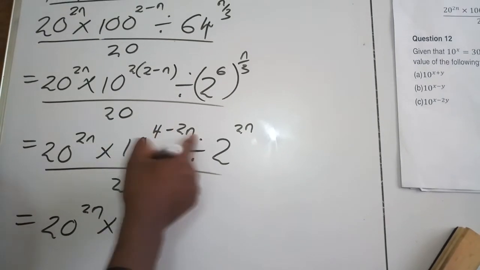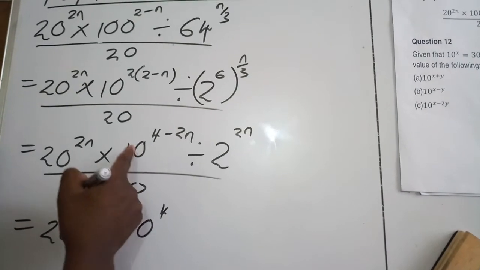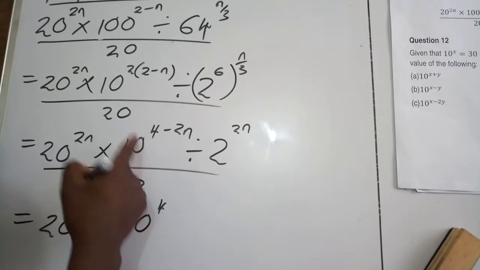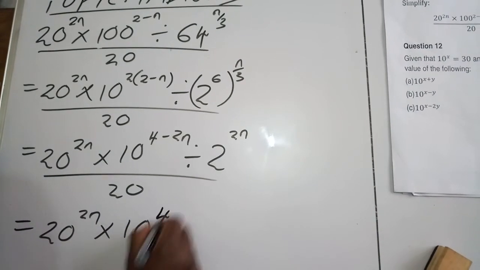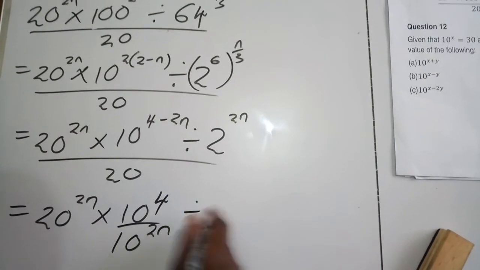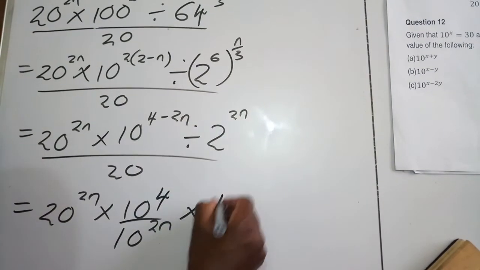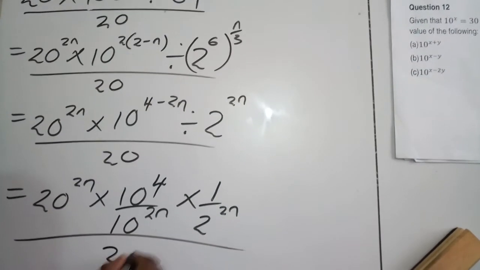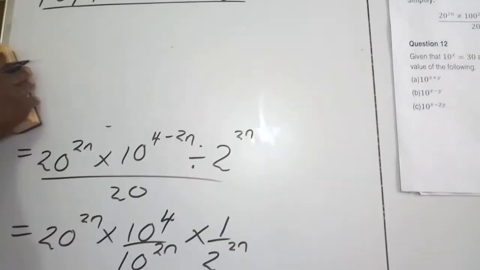Now subtraction of the powers means what? I was dividing numbers to a similar power and the power is 10. So 10 power 4 minus 2n will be the same as 10 power 4 divided by 10 power 2n. Then you take the reciprocal of this, 1 times 2 power 2n, of course, over 20. Then we come back to this first part.